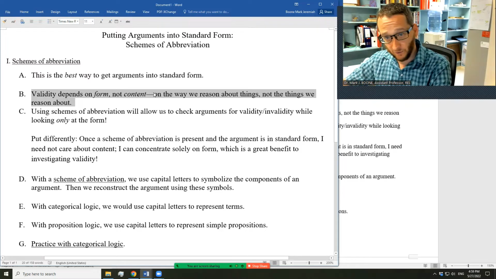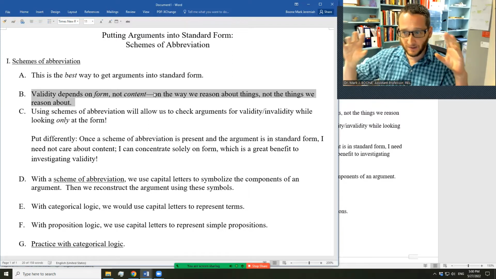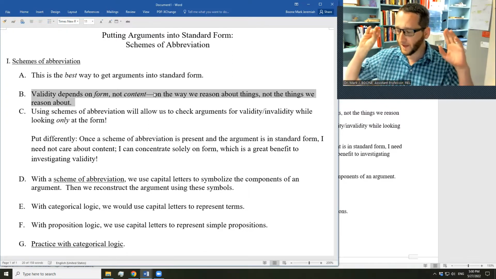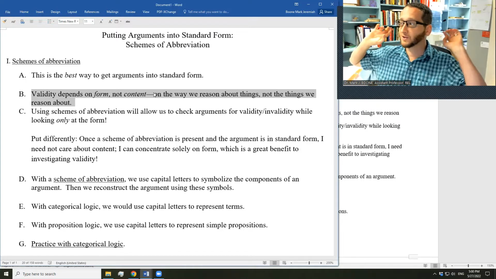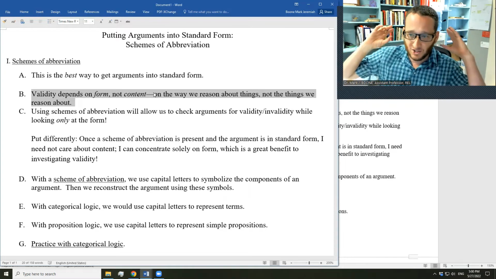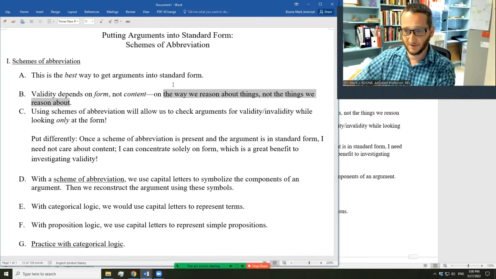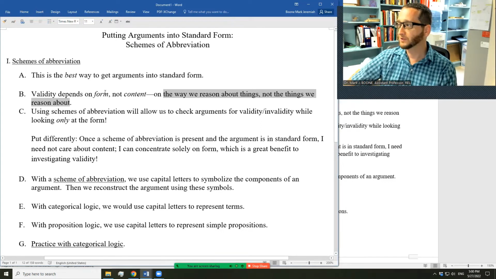So when you put an argument into standard form, it's much easier to check it for validity because we've taken all the words from the ordinary language people might have used in constructing an argument, and we've moved aside all the language and identified the structure of the reasoning, identified the form. We've identified the way we're reasoning about things, not the things we reason about. When we put an argument into standard form, all we have to look at is the way we reason about things. We've, so to speak, reduced the argument to its structure, to the manner of reasoning, which is all we need to check it for validity.